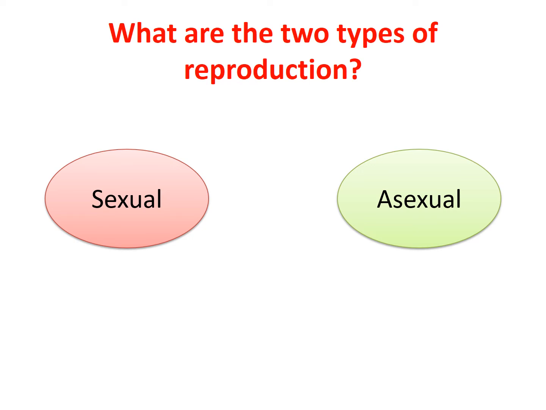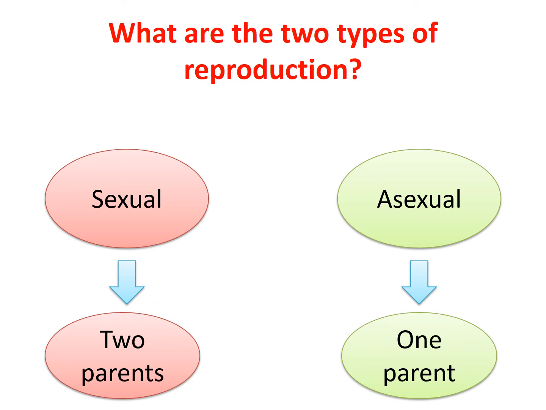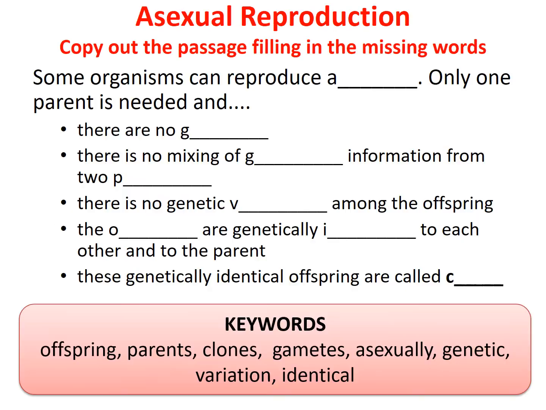There we go. If you reproduce sexually, it means that there are two parents, which means that you have two sets of genes coming together, which means that you have genetic variation. You will not produce a clone of one of the parents. Whereas in asexual reproduction, only one parent is required and cells undergo mitosis to clone themselves or copy themselves.